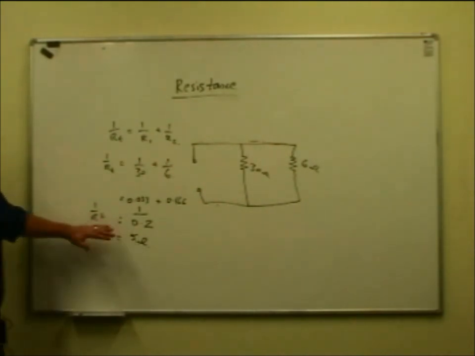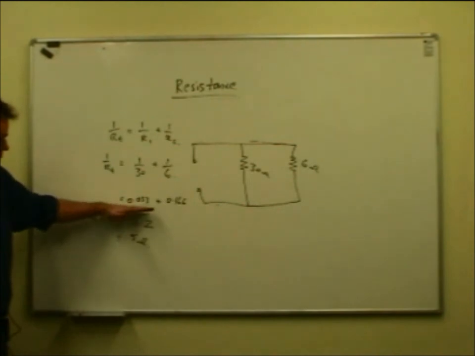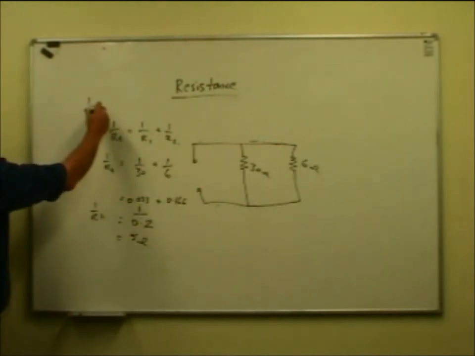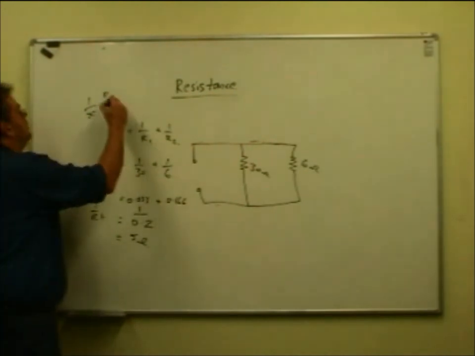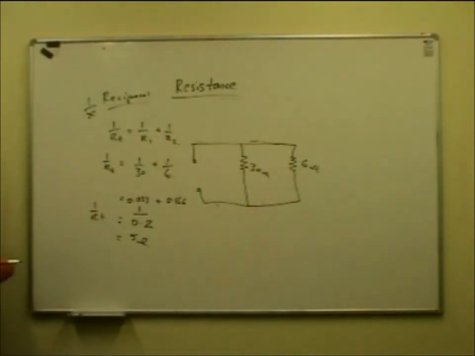So you have to go from that stage to the answer. What you have to do is divide that into 1. So 1 divided by 0.2, and you can do it on a calculator using the 1 over x button. When you divide a number into 1, let's call it its reciprocal. If you divide it back into 1 again, you'll get back to where you started from.